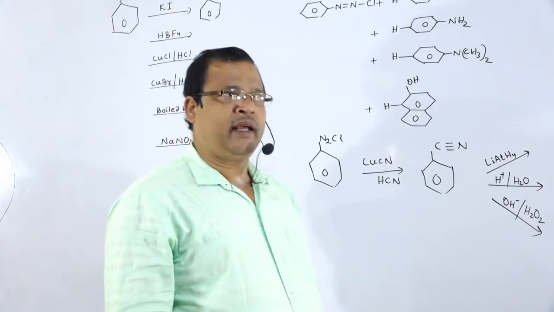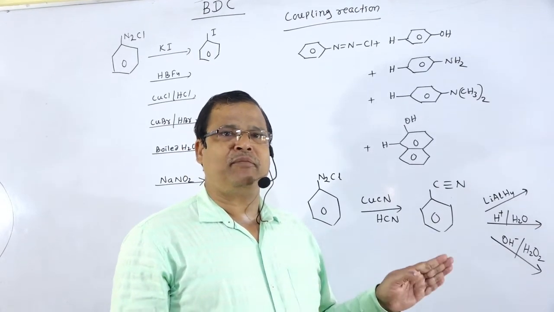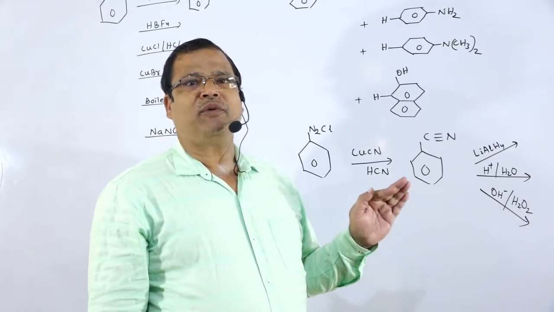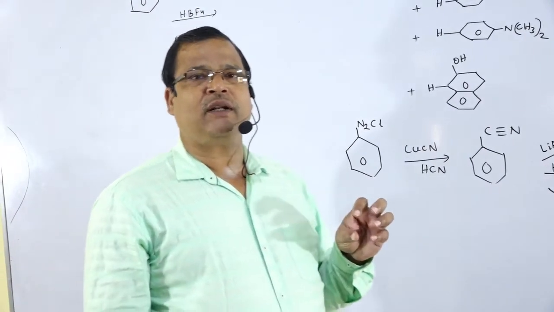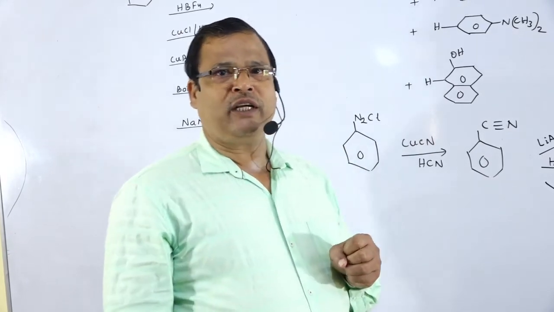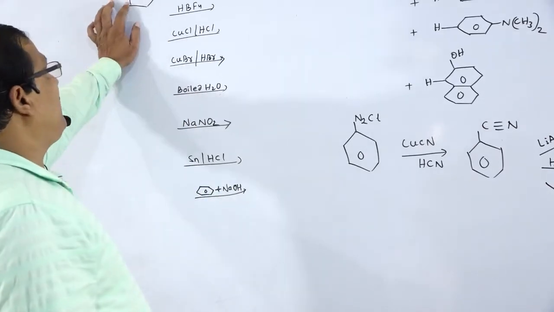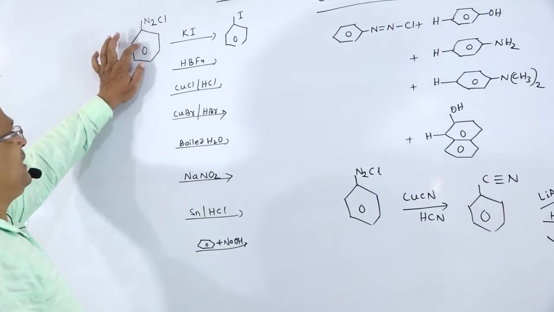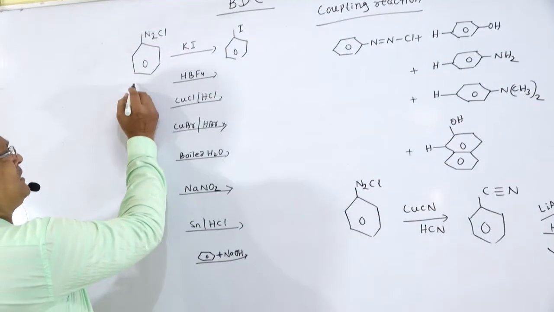Today we will again discuss these properties, that is the synthetic uses of the same, with some conversions related to BDC, that is benzene diazonium chloride. So this is the formula for BDC. How is this compound produced?